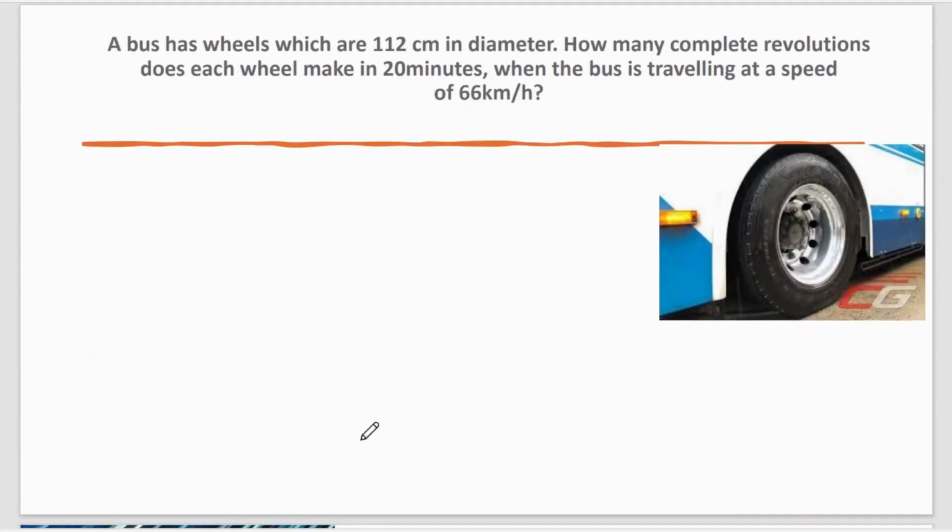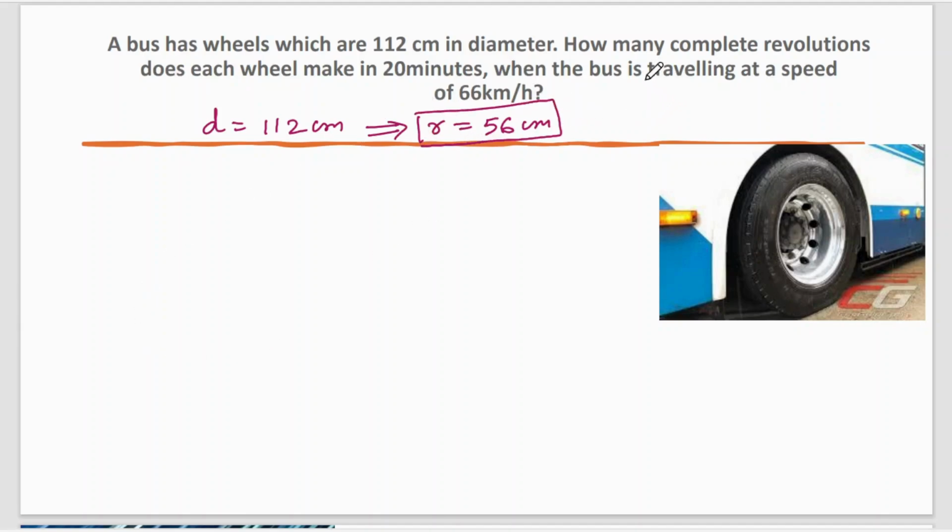Now, a bus has wheels which are 112 centimeter in diameter. Okay, so diameter is given. The first thing is diameter is given, 112 centimeter. From this, I can calculate R equal to 56 centimeter. Just divide the diameter by 2 and you will get it.